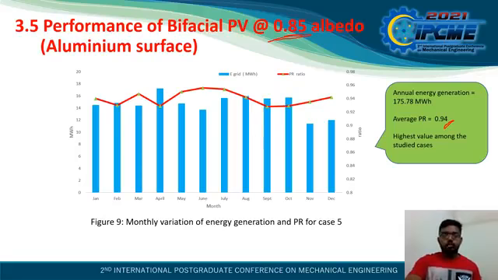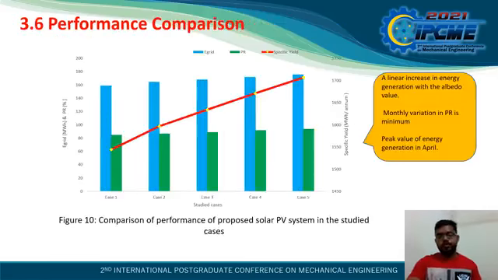However, the variation of the PR is almost constant. It varies, I think, from 0.92 to 0.95, and the variation in energy generation is almost in line with the previous graph.